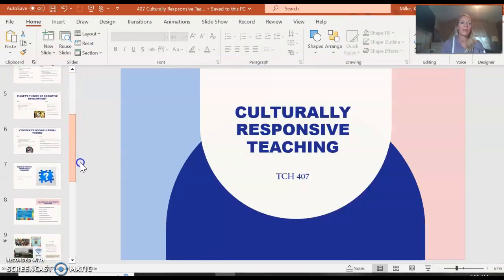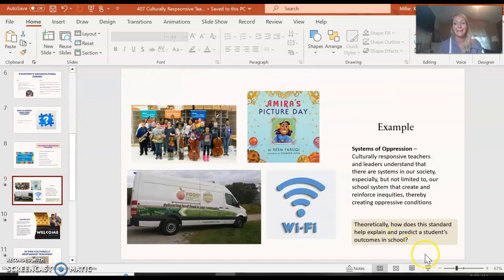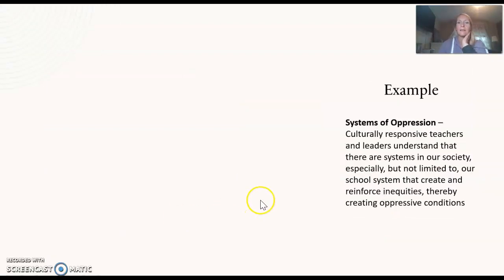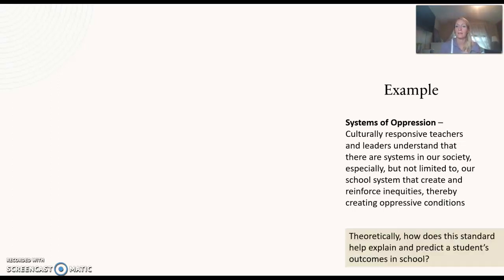But then thinking theoretically, why does this matter? Again, this is a theories class, and I love theories. So why does this matter? Let's think about systems of oppression, that second standard. Culturally responsive teachers and leaders understand that there are systems in our society, especially but not limited to our school system, that create and reinforce inequities, thereby creating oppressive conditions. This is some really deep wording, and it's hard to think about what that looks like in everyday life. So theoretically, how does this standard help explain and predict a student's outcomes in school? Thinking about that, right?